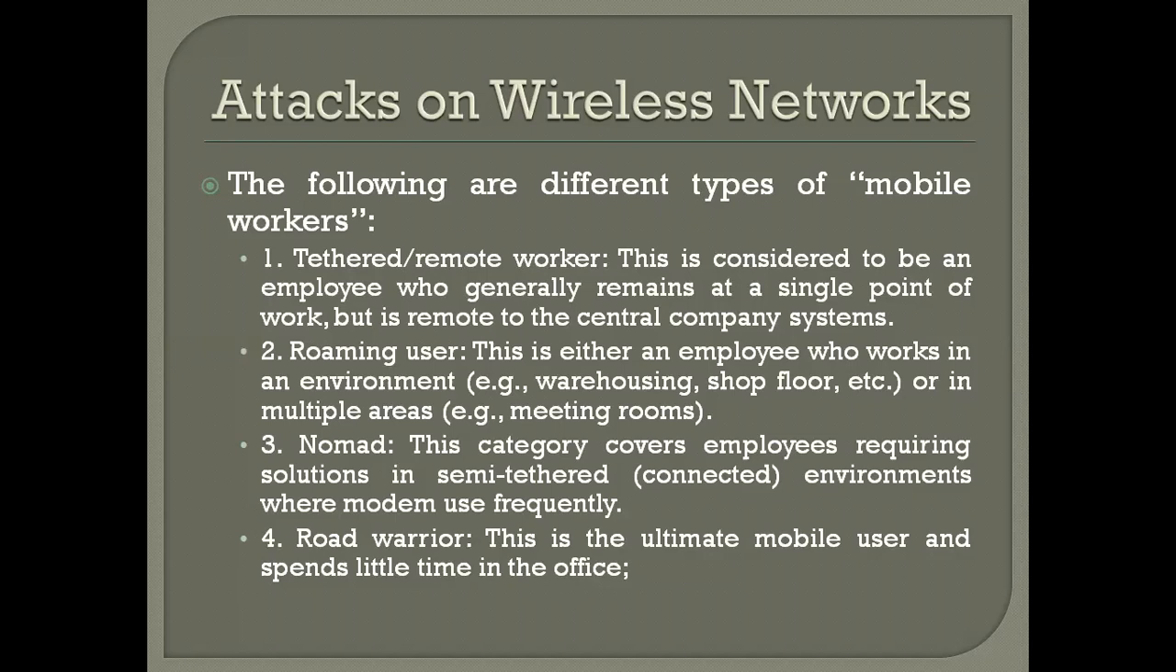For example, warehousing, shop floor, etc., in either multiple areas. For example, meeting rooms also. So roaming users are employees who work in such an environment. For example, a warehouse: one company may be in one place, and the data warehouse may be in another place. So when it is in multiple places, how do we handle it?